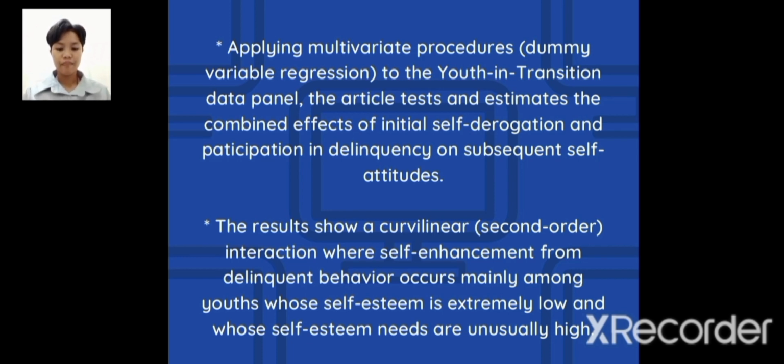And these effects appear to be quite persistent, enduring undiminished over a 1.5 to 3.5 year lag. An additional and unpredicted finding is that delinquency may also show occasional enhancing effects among persons with very high self-esteem.